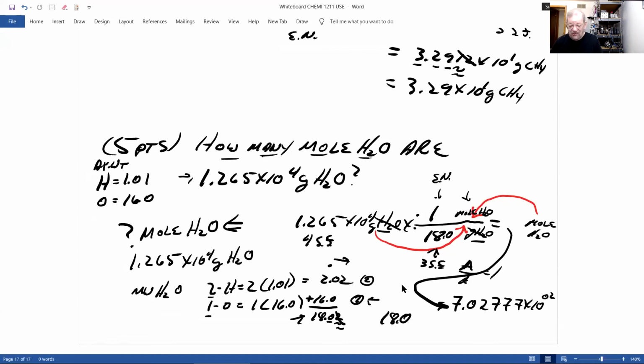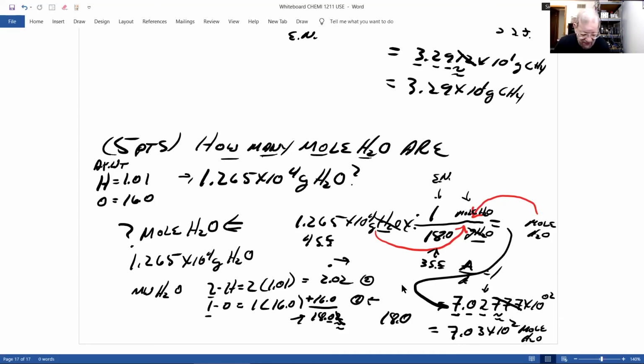All right, now I'll do it. Keep the 7, keep the 0, keep the 2. Use this 7 to round off. Is that 4 or less or 5 or higher? It's 5 or higher. So that and everything else, when you're past the decimal, which we are, I drop and I increase the number in front by 1. So the correct answer is 7.03 times 10 squared moles of water.